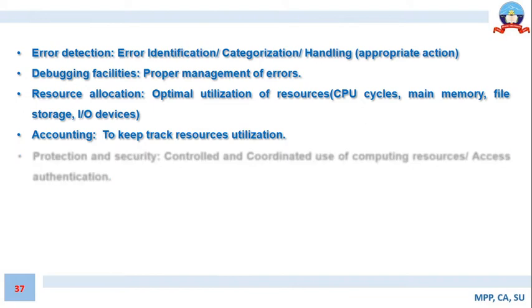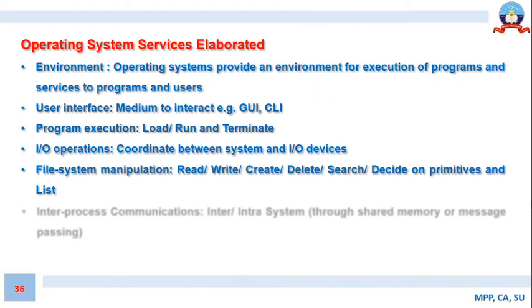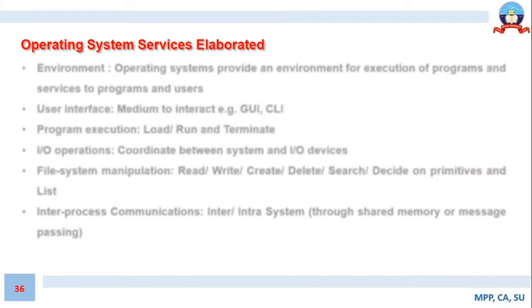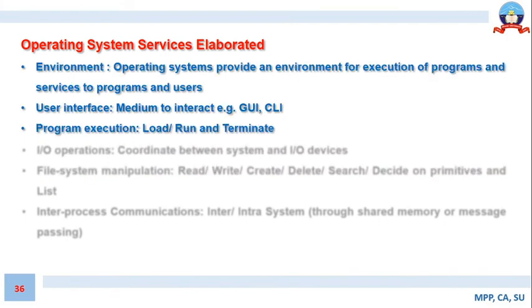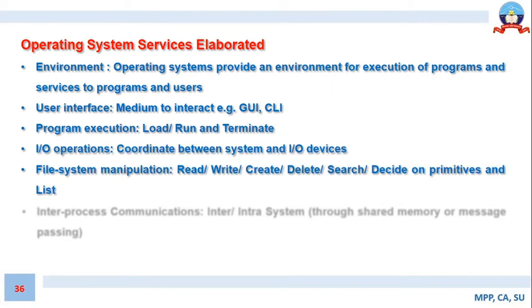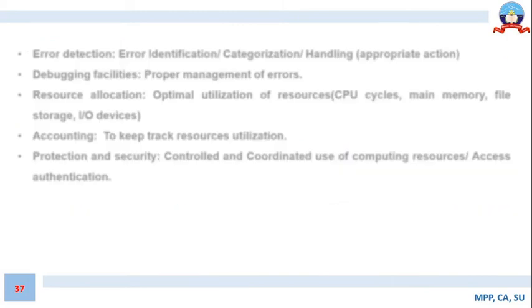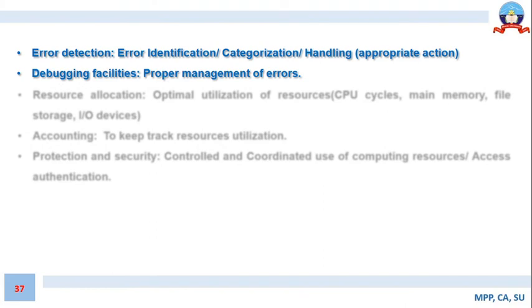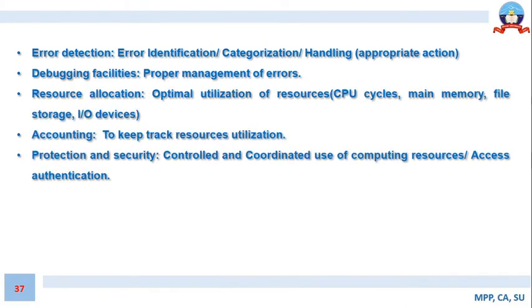So we have discussed creation of environment, significance of user interface, program execution, then I/O operation, then file system management, then inter-process communication, as well as inter-system and intra-system communication, then error detection, followed by debugging, resource allocation, accounting, protection, and security.